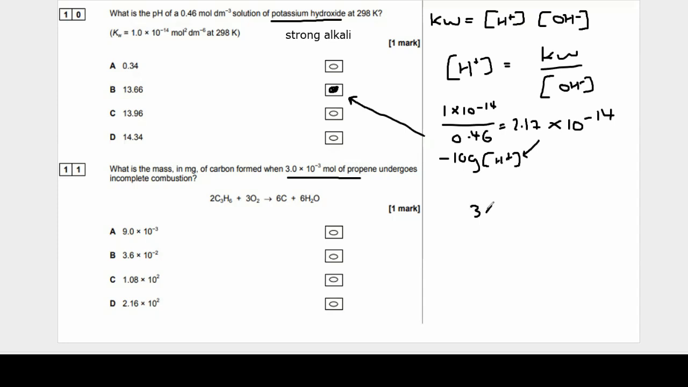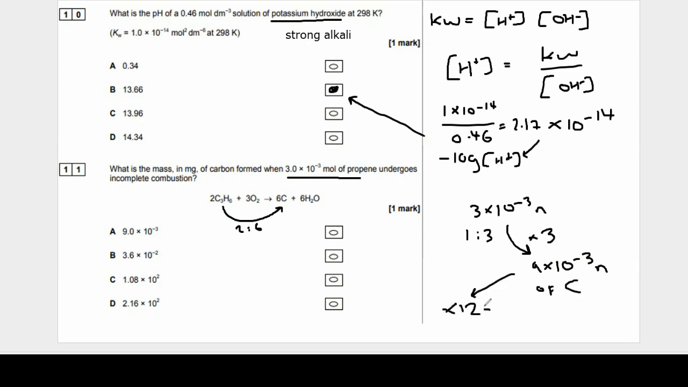Well, first things first, we have the moles, then we use the ratio of propene to carbon. We know it's 2 to 6, so we need to times this by 3 because that's the same as 1 to 3, 2 to 6. So if we have that many moles of propene, we're going to form 9 times 10 to the minus 3 moles of carbon.